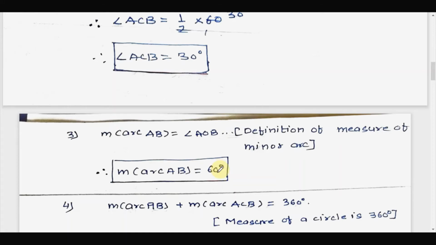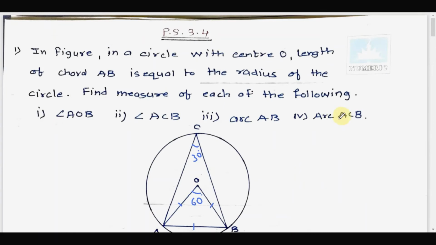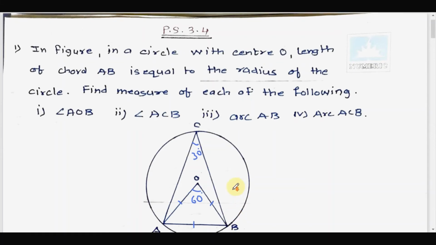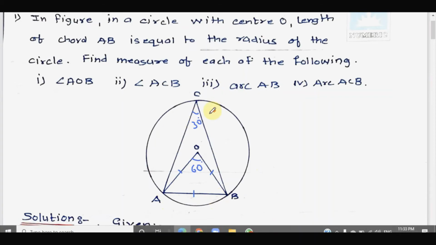Now let's go to the last part. What is the last part we want? The last part is the measure of arc ACB. ACB means this one, this total ACB. You know the measure of a circle is 360 degrees. Now AB you just found is 60 degrees. So what is the answer? Can you guess? Correct. It is 360 minus 60, which will be 300. Correct or not? Now let us check.